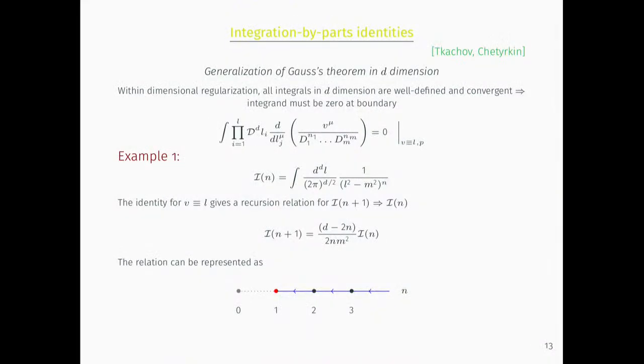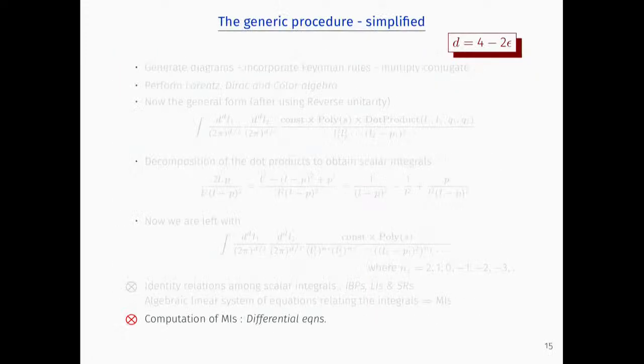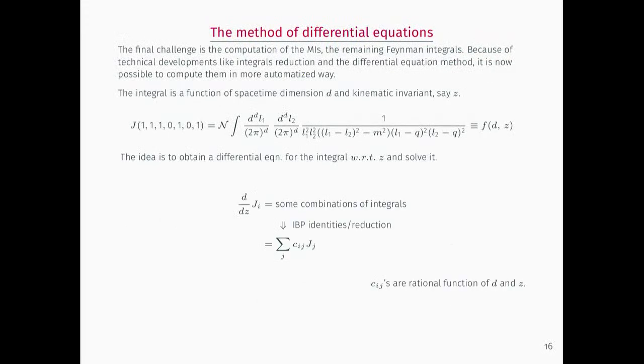Okay, this is what we are talking about, right? This is a Feynman integral. And you can write it down like this, using the IBP identities. This is the IBP identity, and then you have the recursion relation relating n plus 1 to n. So you can write all integrals of n equal to 1, 2, 3, 4 in terms of I_N. Okay, that's one thing we do.